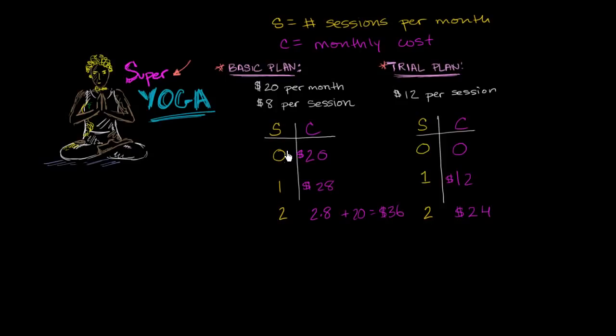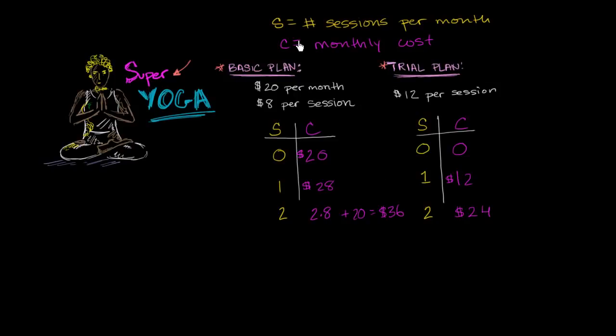So at least for the scenarios that we set up here, if I attend 0 or 1 or 2 sessions, the trial plan seems to be winning out. But I want to explore at what point the trial plan actually becomes a little bit worse. But before we do that, let's think about if we can represent this a little bit algebraically, because it's going to allow us to be a little bit more precise with coming up with our answers.